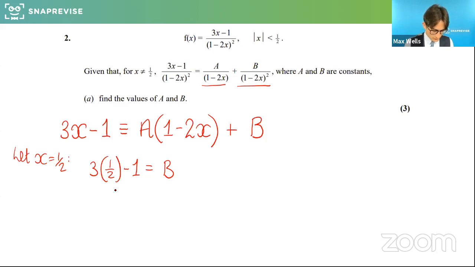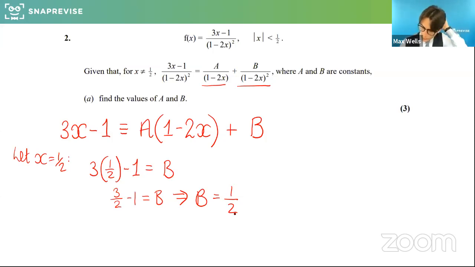So what I've found is that 3 over 2 minus 1 equals B. So B is equal to a half. Now, this is the bit we might struggle with, because we might think, what do I sub in to find A? I've already subbed the thing in. So in order to find A, we've got to be really careful. You could sub in any value of x now that we know B, or we could do something a bit easier and compare coefficients.